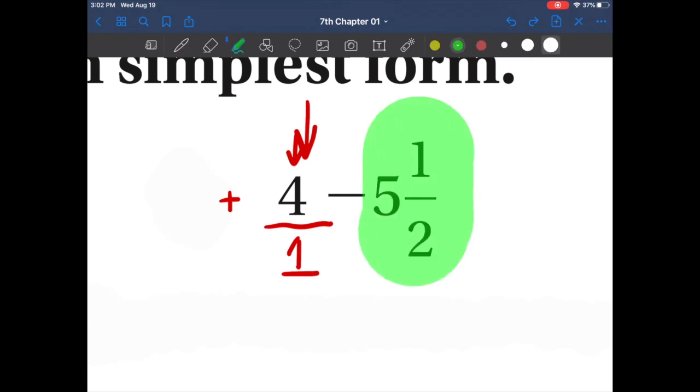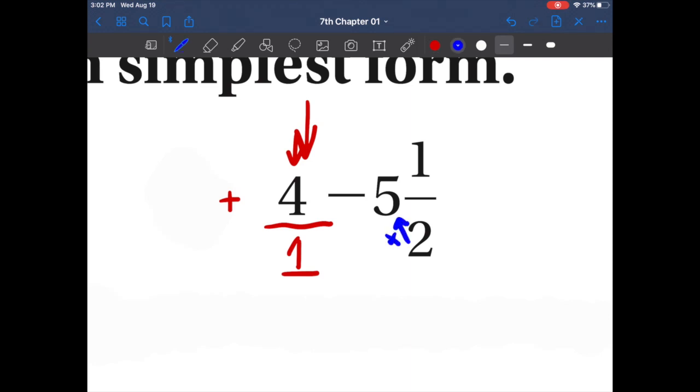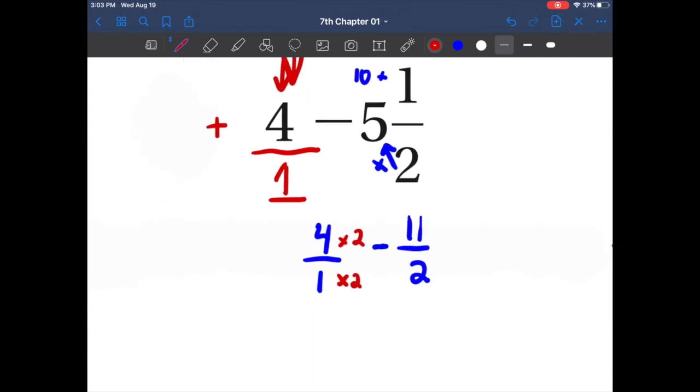Now, the other thing I notice is this is a mixed number. Let's turn it into an improper fraction. So let's multiply. 2 times 5 is 10, and then 10 plus 1 gives us 11. So that's 11 over 2. That is negative, and then we have 4 over 1. Remember, to add or subtract fractions, we need to have a common denominator. So our common denominator is 2, so let's multiply by 2, multiply by 2, because whatever you do on the bottom, you've got to do on top.